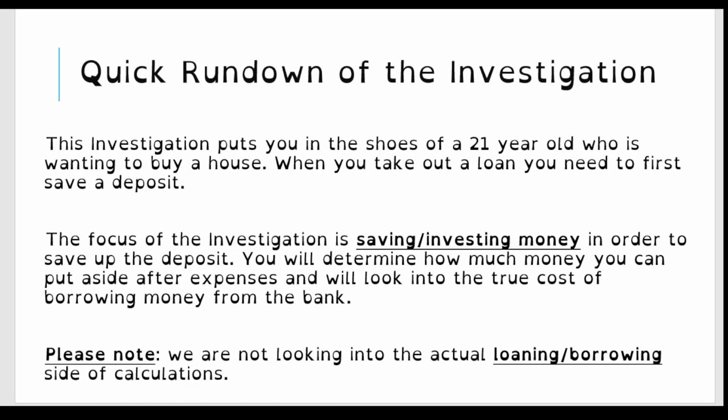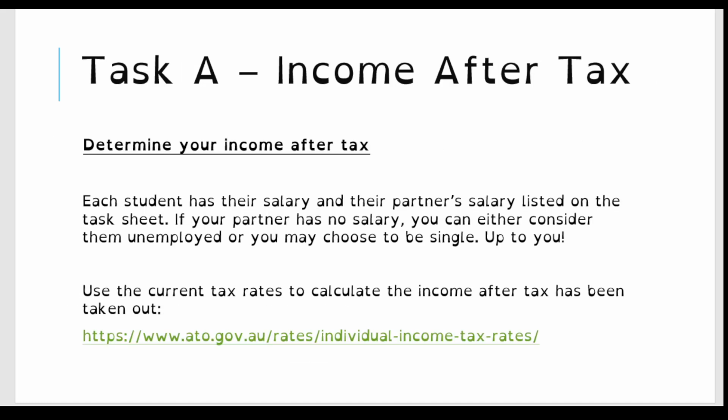What you need to do in relation to that is think about how much money you can put aside after your expenses, and you're going to look into how much it actually costs in order to get to the stage where you can borrow this money. First thing that you're going to need to do, on the task sheet, each student has got their salary and their partner's salary listed on that. If your partner does not have a salary, or there is no partner there, you can either consider them unemployed or you can just choose to be single. It's completely up to you.